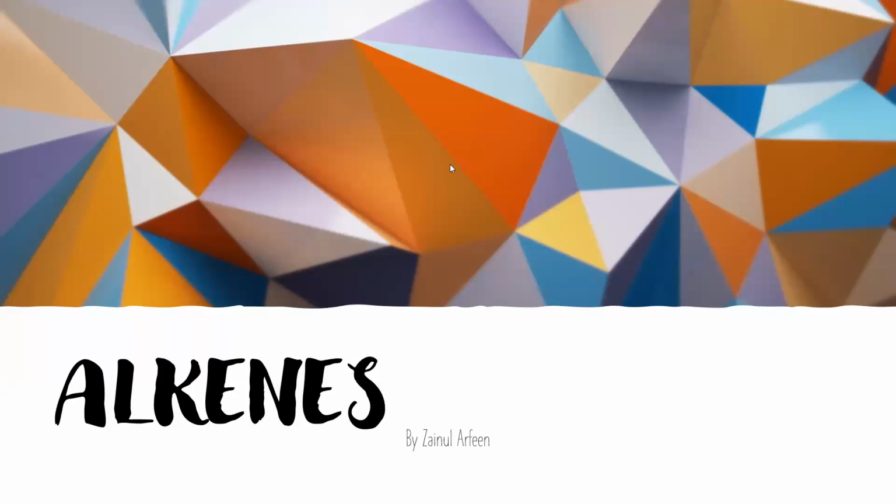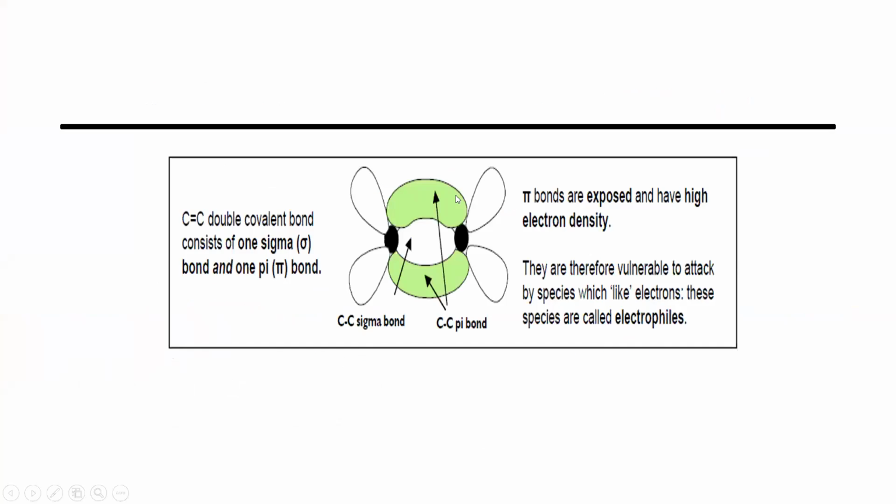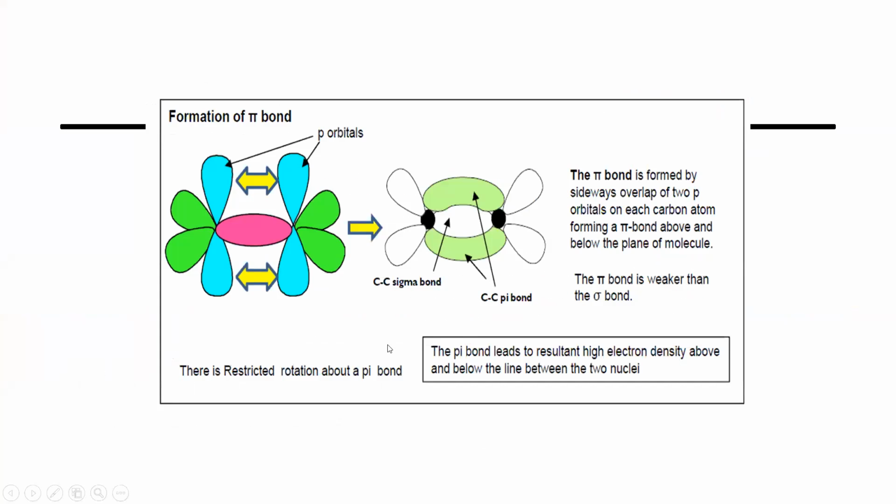So the topic alkene, we started yesterday, discussed the formation of a sigma and pi bond. Due to this formation of the pi bond, what happened? There is a restricted rotation about a pi bond. What does it mean, restricted rotation about a pi bond?